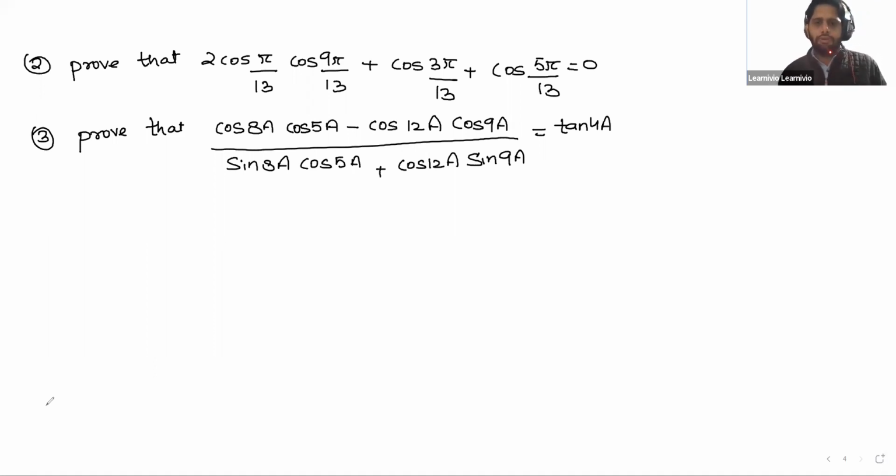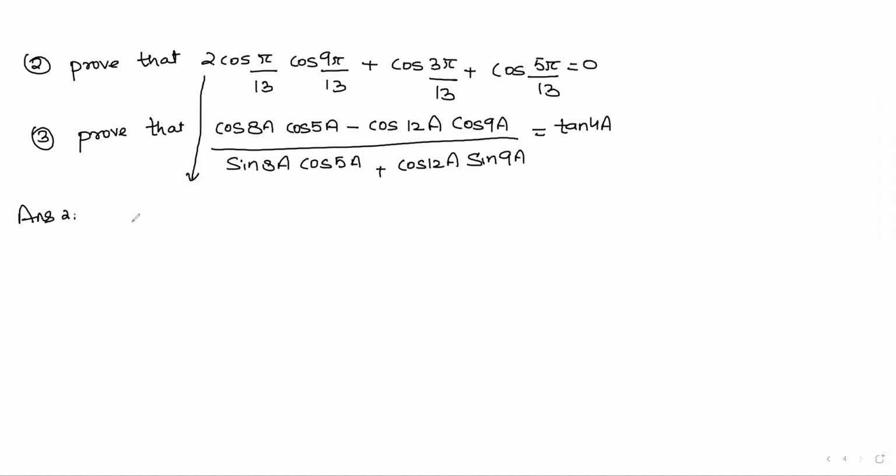Is the second one done, or do you have a doubt in this? So I'm doing it. For the second one, how do we prove it? This one, 2 cos pi by 13 cos 9 pi by 13, that is fine. How do we do the other one? Yes, we will check it.